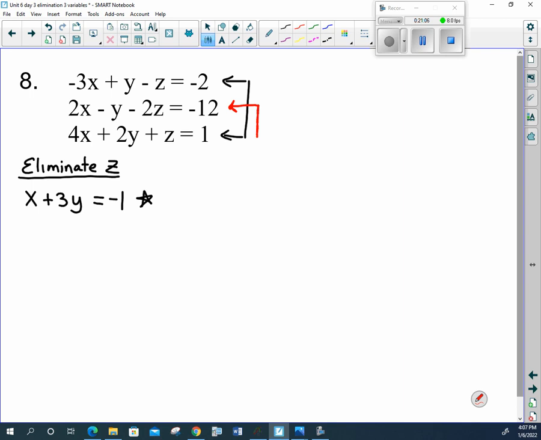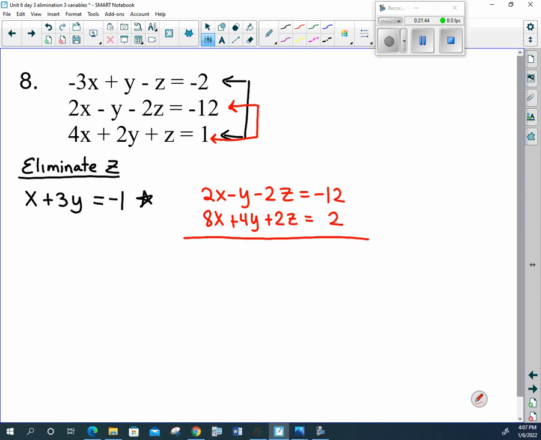I think I'm going to combine it with the bottom one. Remember, we're still eliminating z's. So I have a negative 2z in the middle equation, so I want the bottom equation to be a positive 2z. So 2x minus y minus 2z equals negative 12. And now I'm going to multiply everything by 2 on the bottom equation because we're eliminating the z. So 8x plus 4y plus 2z equals 2.